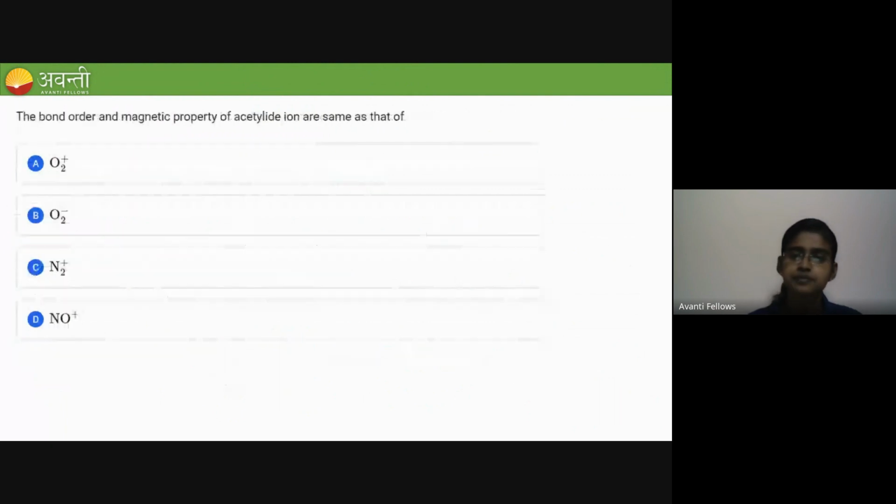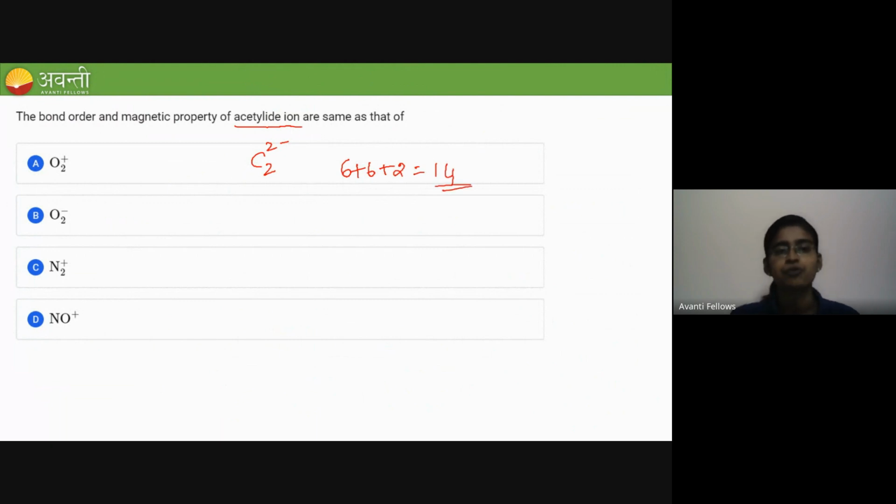Now let's solve one more question. The bond order and magnetic property of acetylide ion are the same as that of. So what is acetylide ion? Acetylide ion is C2 minus. So what is the bond order? For carbon it is 6, 6 plus 6 plus 2, so it is 14. Now we have to find out the compound which has the same number of electrons. 14 means the bond order is 3, right?